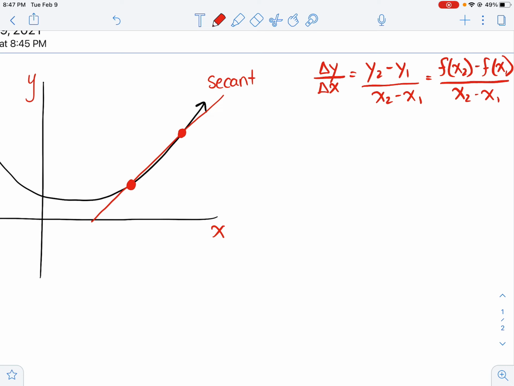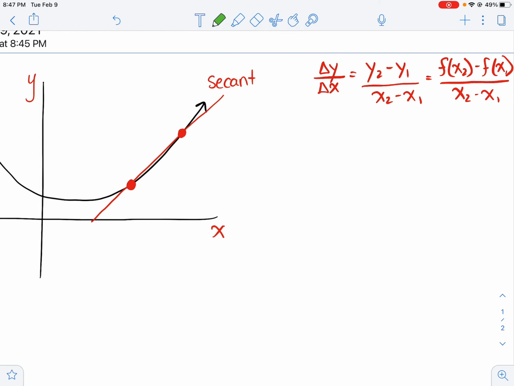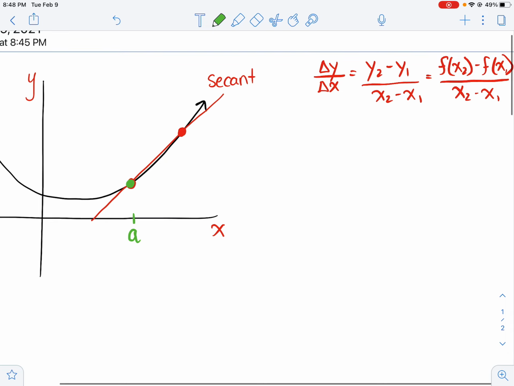So we're still using that exact same formula, but this time we're just going to rename our points. I'm going to name this point down here, that point on the x-axis, point A. So the x value of that point is A instead of x1, and the y value of that point is f of A. So that point is at A, f of A. That's that coordinate.